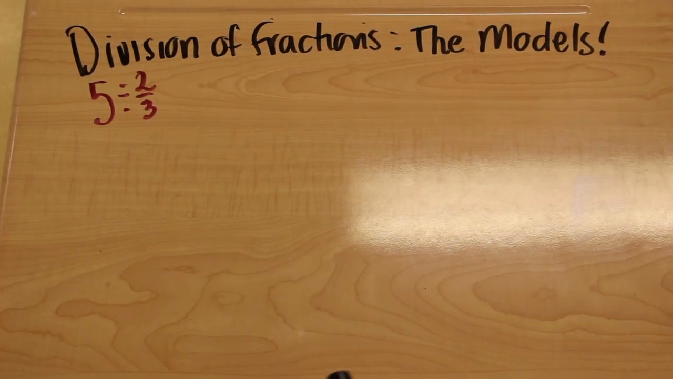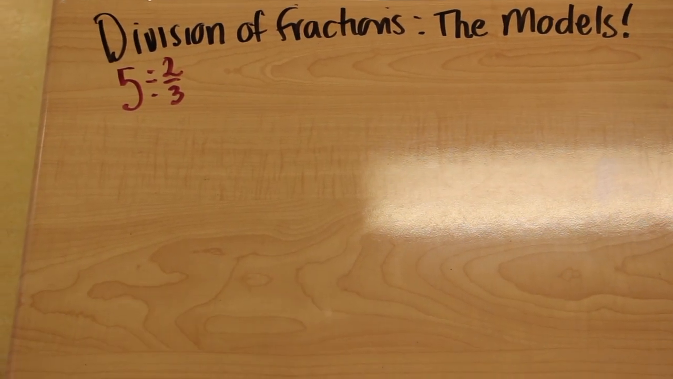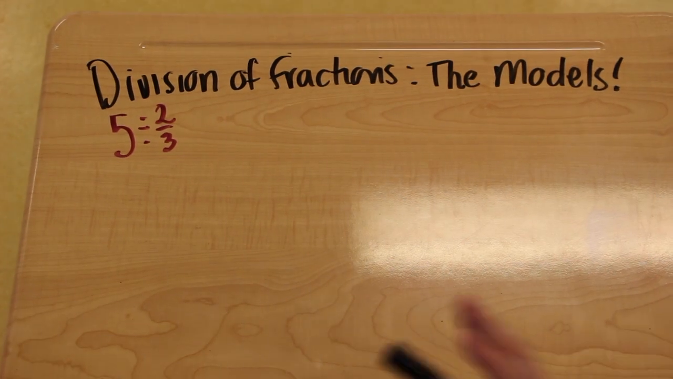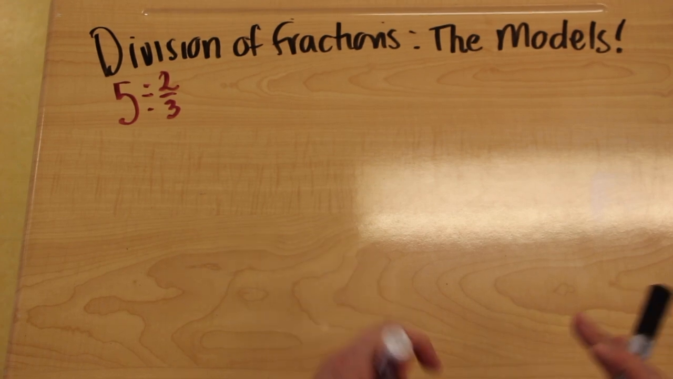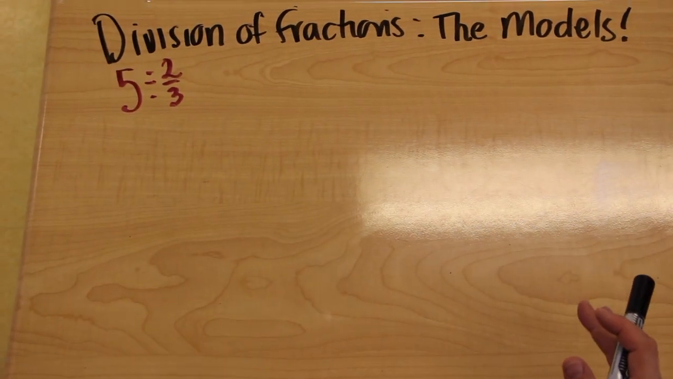So we're going to do division of fractions, the models. We're going to do two different types of models. We're going to do circles, or like pie graphs, and number lines. So we'll do examples for both of those.